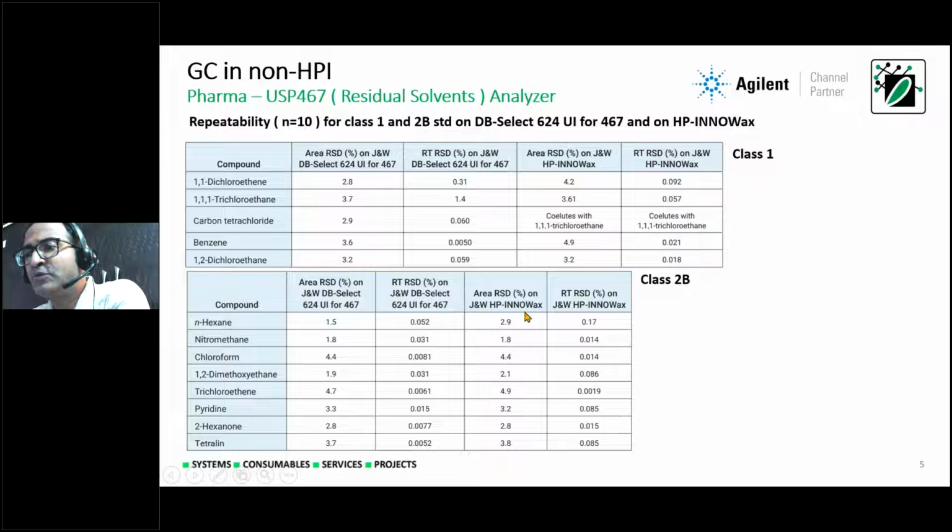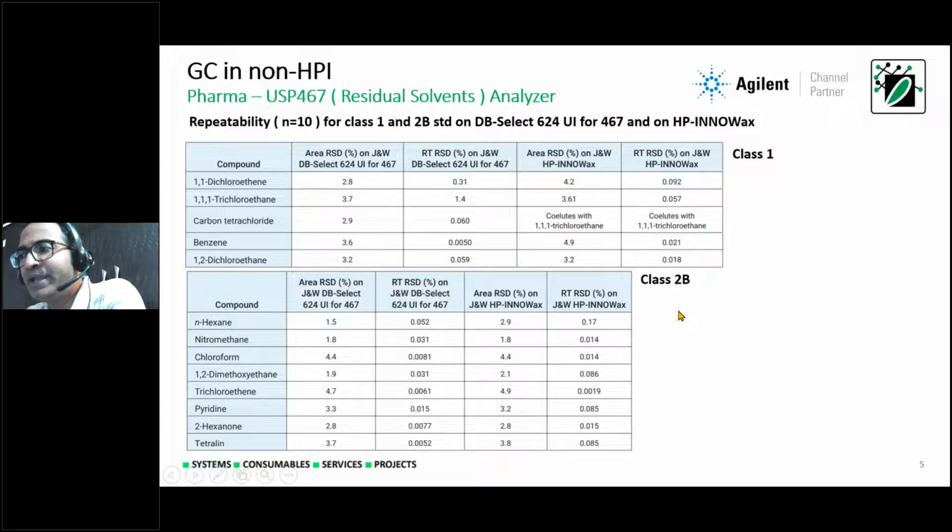If you go from 624 to the HP Innovax column, which is a very polar column, we then are looking at these numbers for the relative standard deviation for the area and for the retention time. Excellent numbers, very good separation, and this is how it looks on the two different columns. Now, this is the case for class 1, where the coelution occurs on the HP Innovax, whereas that coelution does not occur on the 624 column.